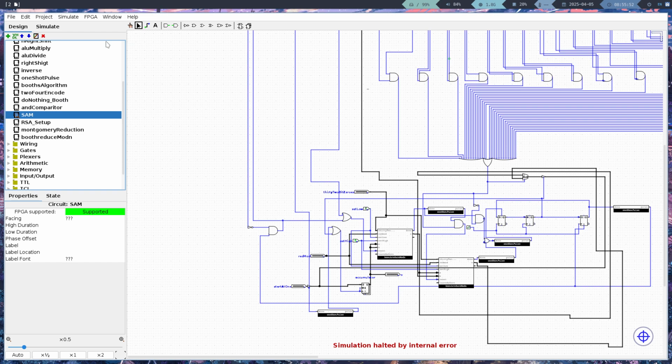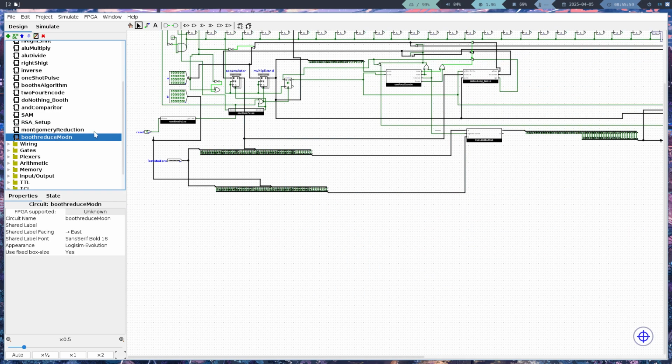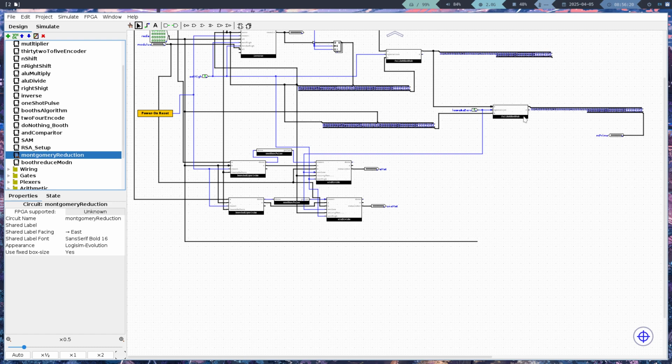I don't know why that's the case, to be honest with you. That's strange. And then there's Booth reduce mod n. Is the issue coming from here? No. There's Montgomery reduction, which I'm working on. So I wanted to show you the difference between something like Montgomery reduction and how regular square and multiply works with reduce mod n, because division is actually a really, really expensive operation. And so I think my PC is just too slow because it's lagging crazy.